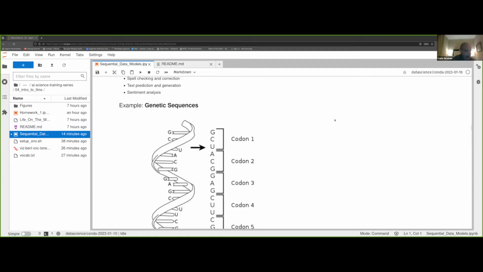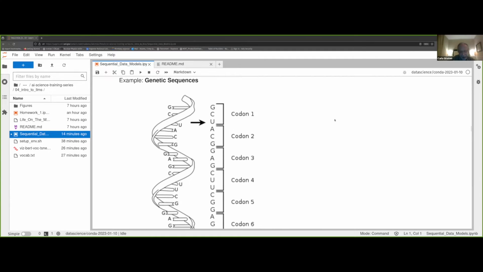Okay, so that's language modeling. But as I alluded to earlier, language isn't the only kind of sequential data that we care about. In fact, this course is called AI for Science. Language is nice, and if you're a linguist, language is science, but most of us are not linguists. And we're interested in other kinds of sequences. So here's a very famous one.